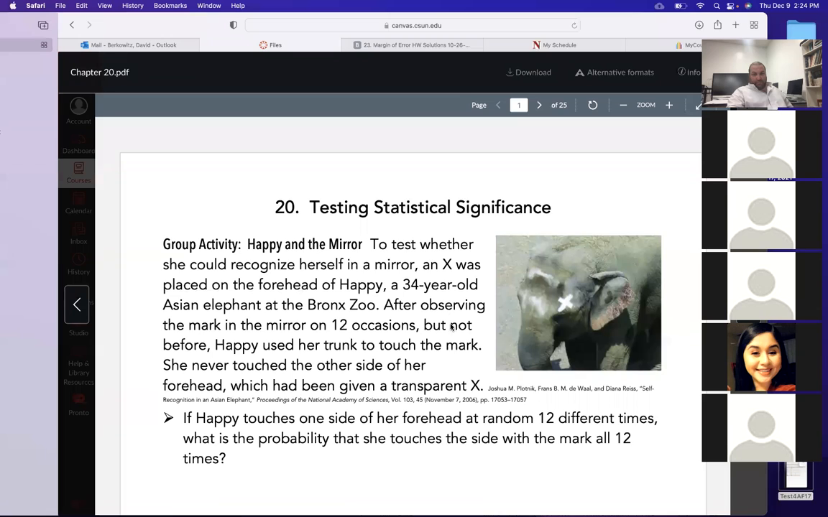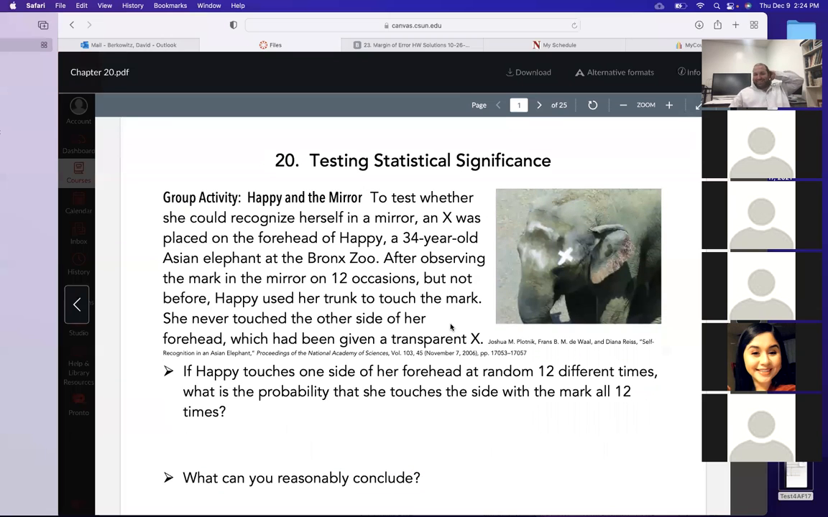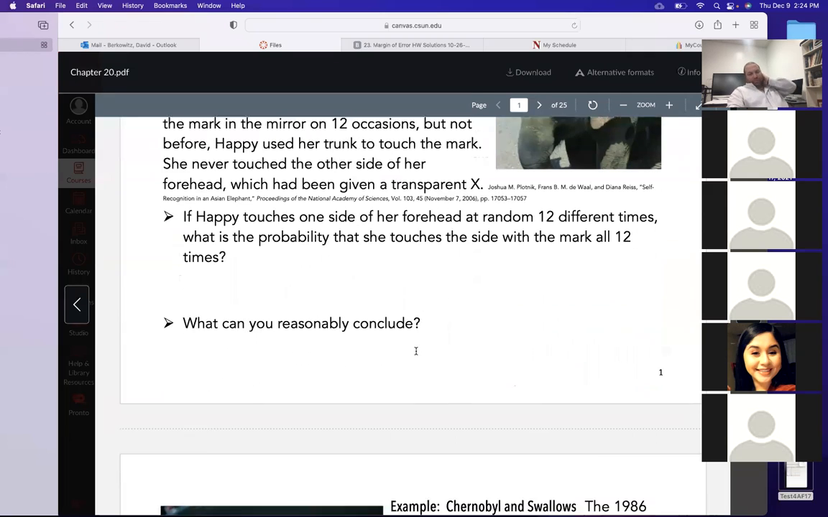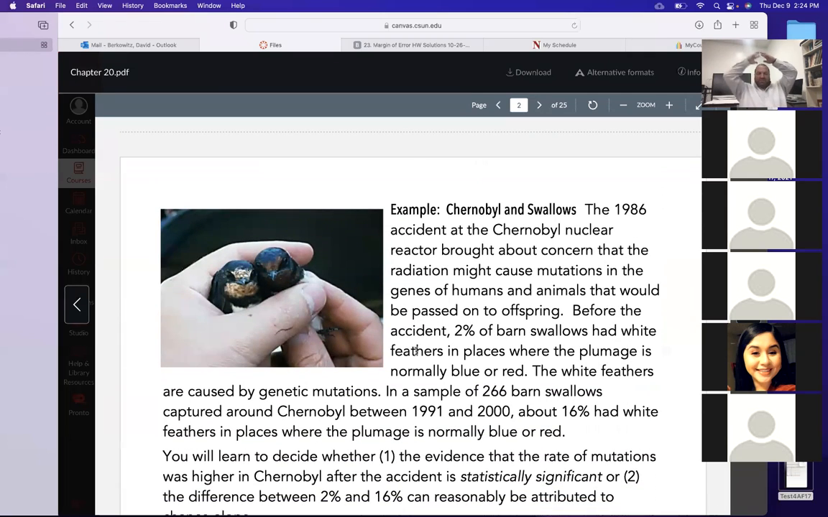No. Okay. So then in 20, we had testing statistical significance. I didn't like this one. It was kind of confusing. But in general, the idea of testing significance was you're curious about the value of something. I think that the value of this is 17. I think it's not 17. I think it's more than 17. I think it's less than 17.